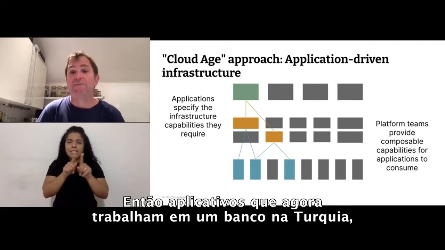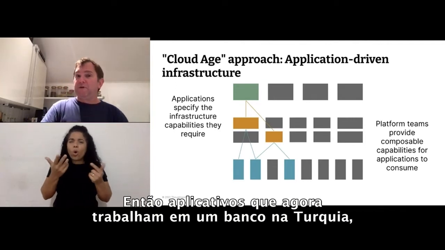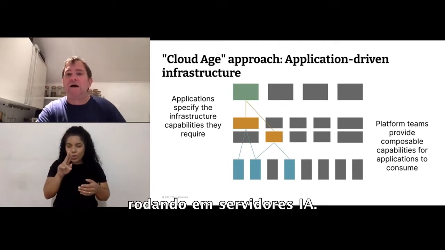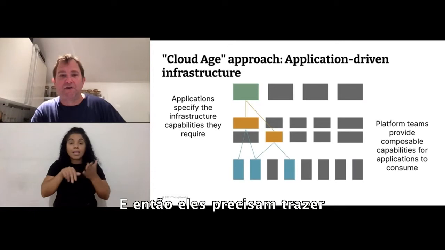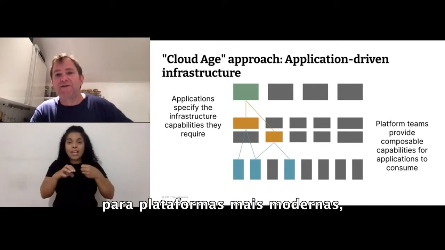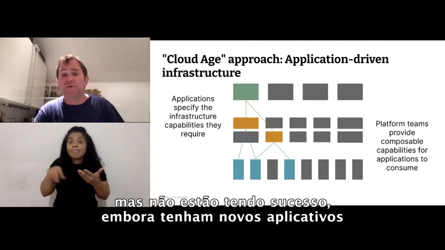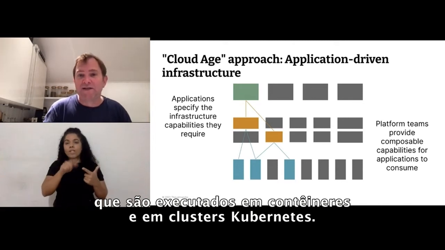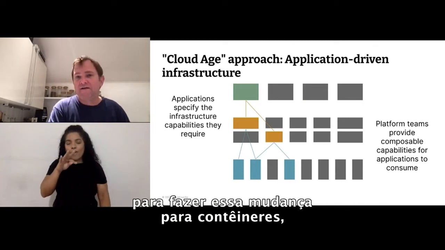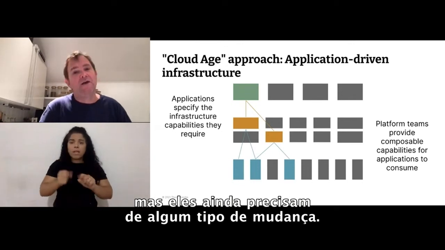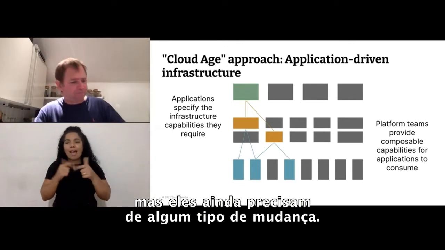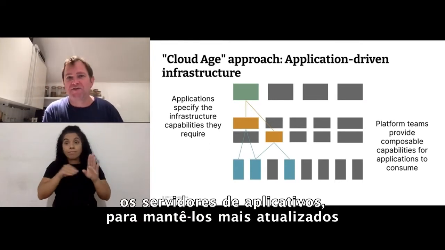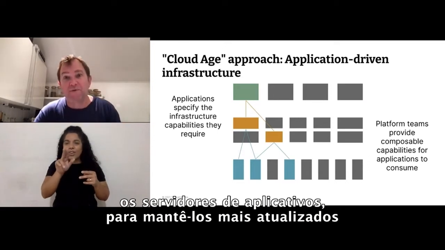For example, I'm working with a bank right now in Turkey, where they have some applications running on WebSphere on top of AIX servers, and they're having to bring those over to more modern platforms. They have newer applications running in containers on Kubernetes clusters, but some of their older systems are not ready to make that shift into containerization yet. They still need to change those. They wanted to move them to Linux and to newer versions of the Java application servers, so that they can keep them more up to date and manage them better.